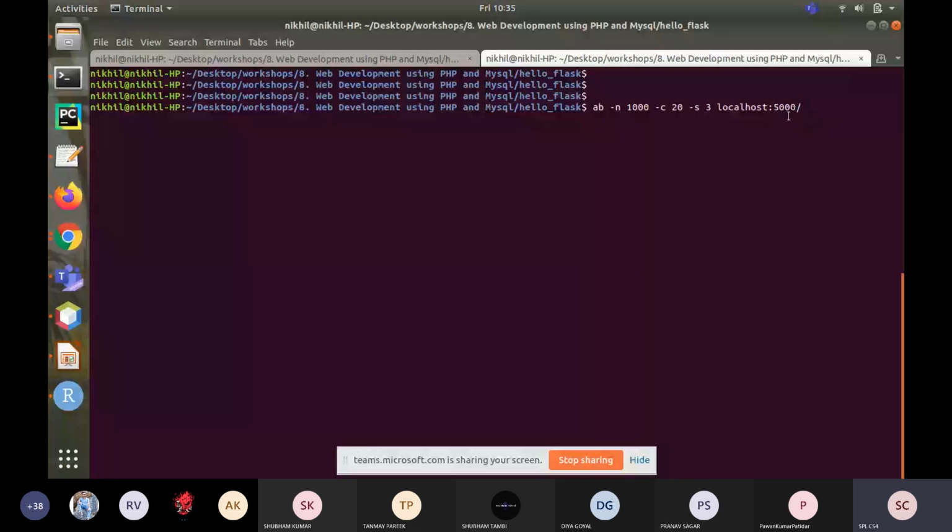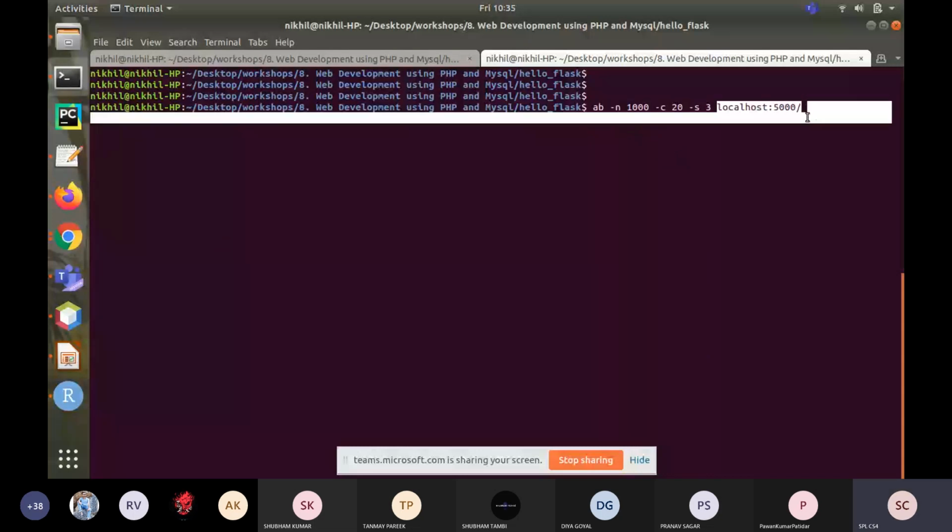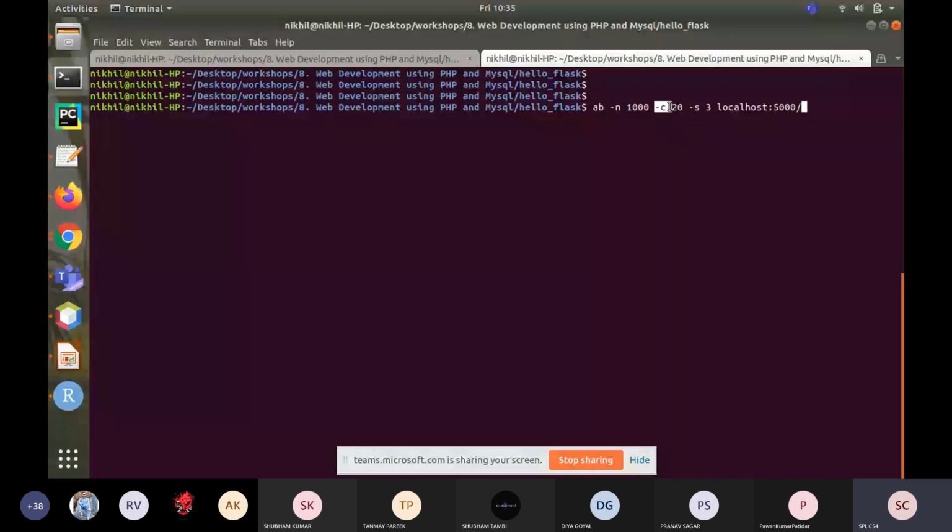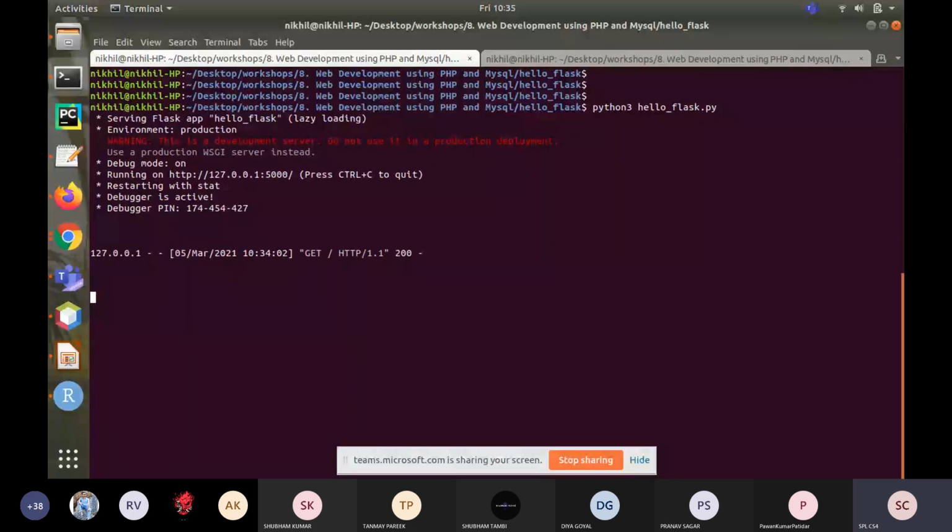And there are some other criteria that I'm giving here. Minus n 1000: here I'm suggesting make 1000 requests to this URL. And out of these 1000, every time 20 should be the concurrency of our hits. So every time 20 concurrent requests should go at the same time. And -s 3 means the timeout for these requests. It means I should wait for a request's response only for 3 seconds and no more than that. If it takes longer, we will forget that request. We will assume its response did not come.